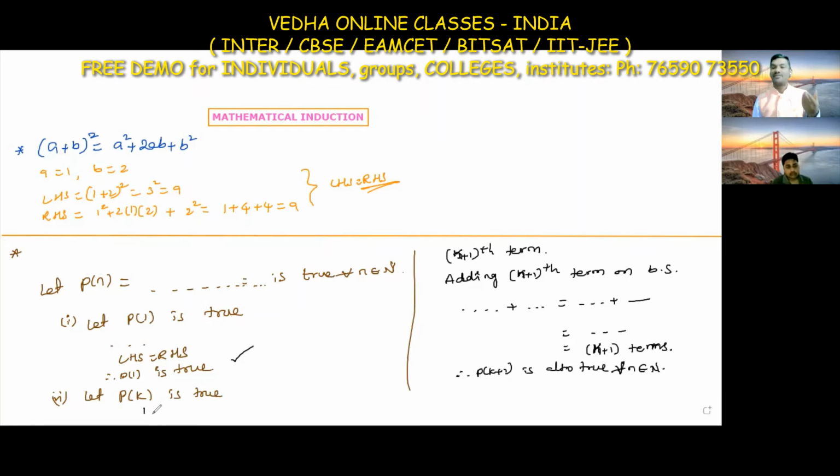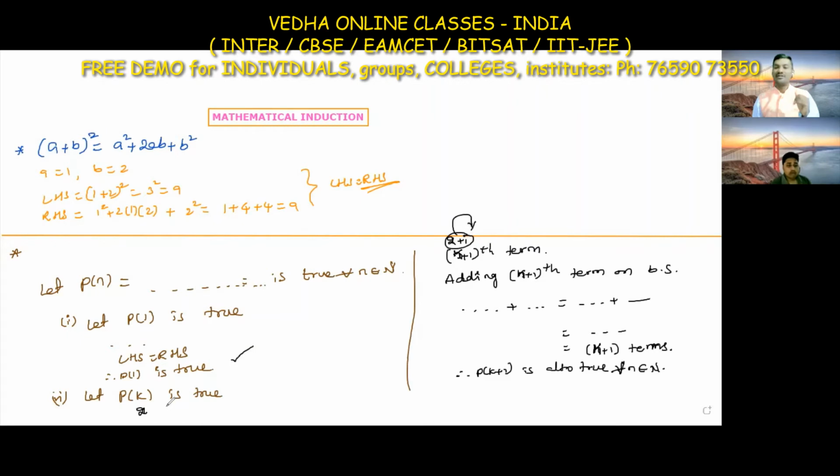Here k means 1. K value is 1. So k plus 1 means 1 plus 1, 2. Okay, it is true for n is equal to 2. After proving 2, again k is equal to 2. Then k plus 1 means 2 plus 1, 3. It is also true for 3.